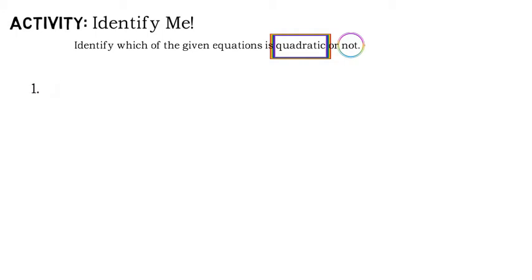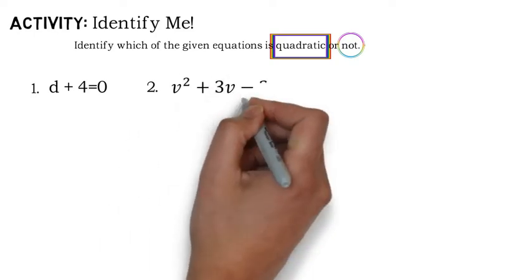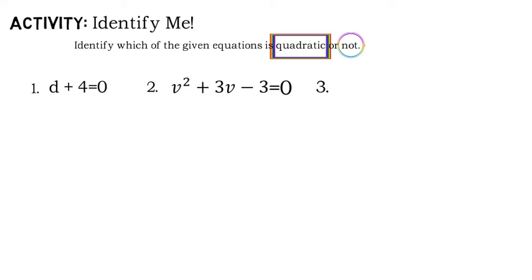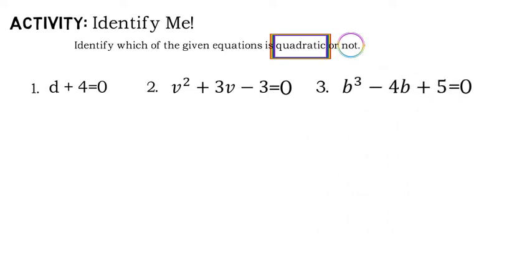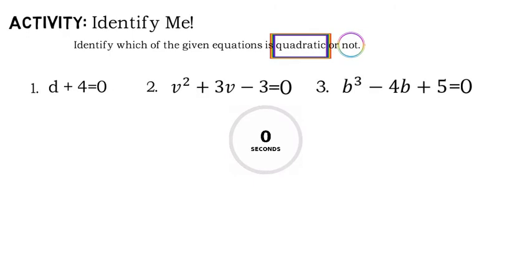First given, b plus 4 is equal to 0. Second given, v squared plus 3v minus 3 is equal to 0. And number 3, b cubed minus 4v plus 5 is equal to 0. I will give you 10 seconds to identify those equations. Time is up. Let's identify.